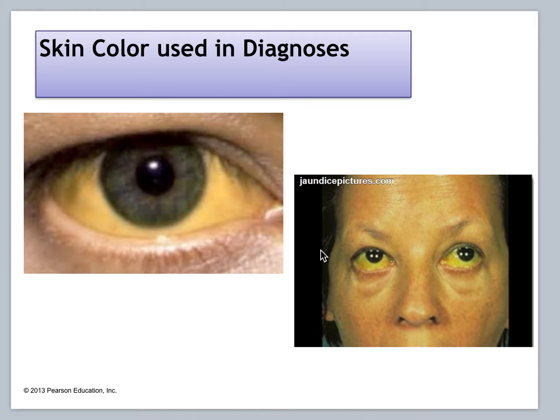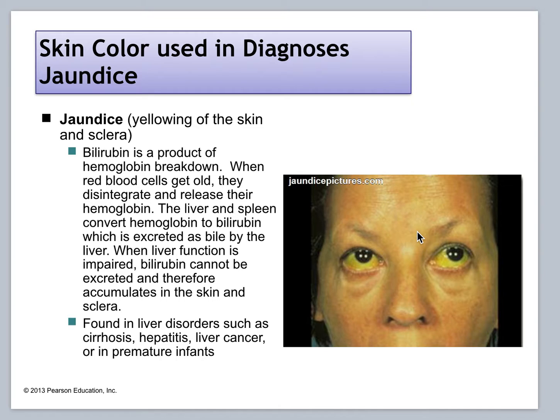Notice here, this is not so much the skin, but it's the sclera of the eye, the whites of the eye become yellow, and the skin has an orange coloration. This is called jaundice. Jaundice is yellowing of the skin and of the sclera.